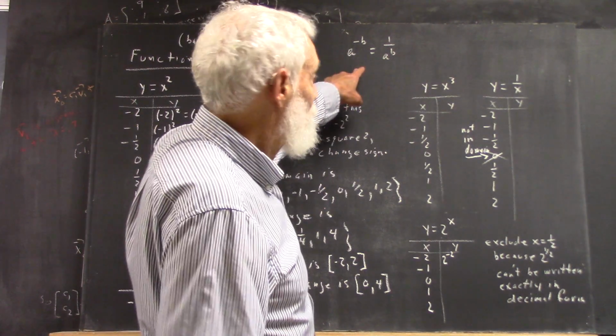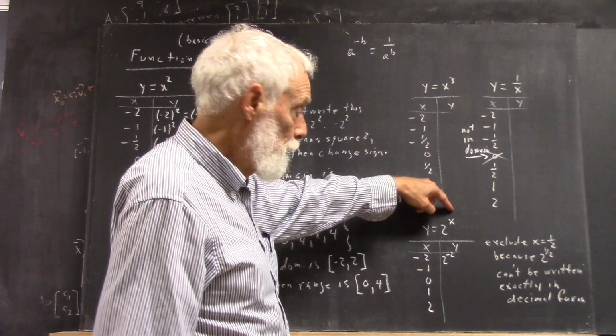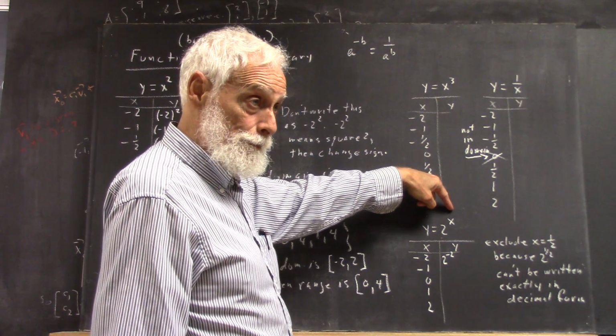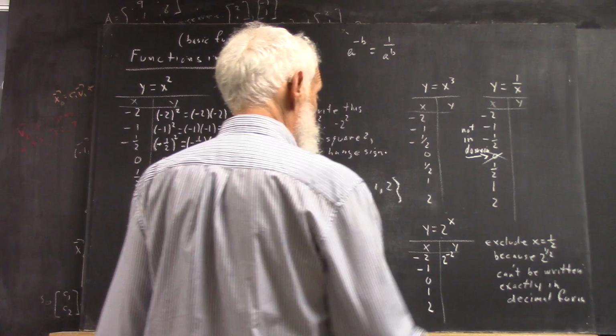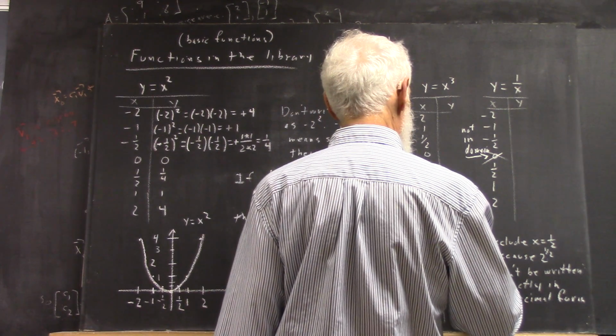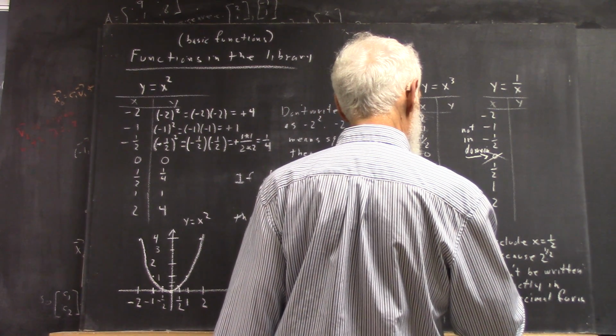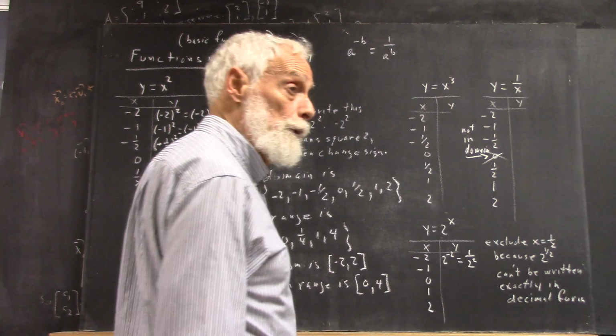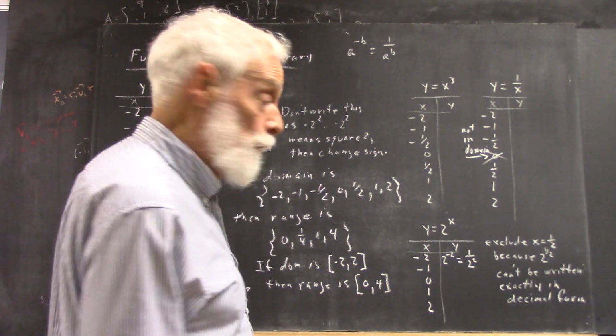Well, we have to use the laws of exponents because we have an exponent here, right? Right. Okay. So that means 1 over 2 squared, right? Which is 1/4.